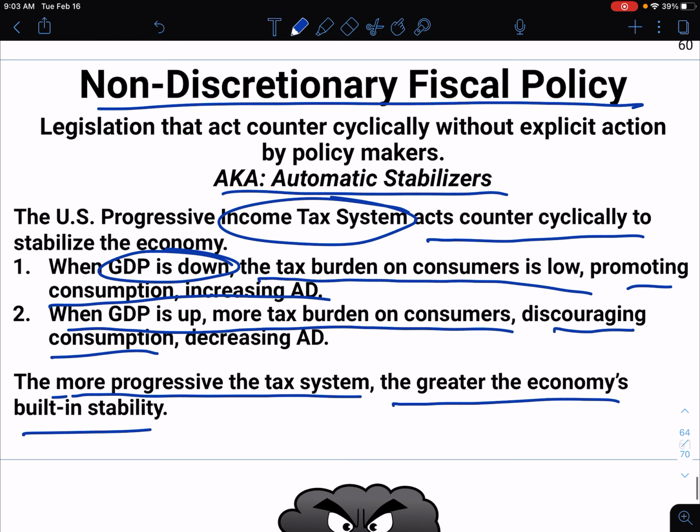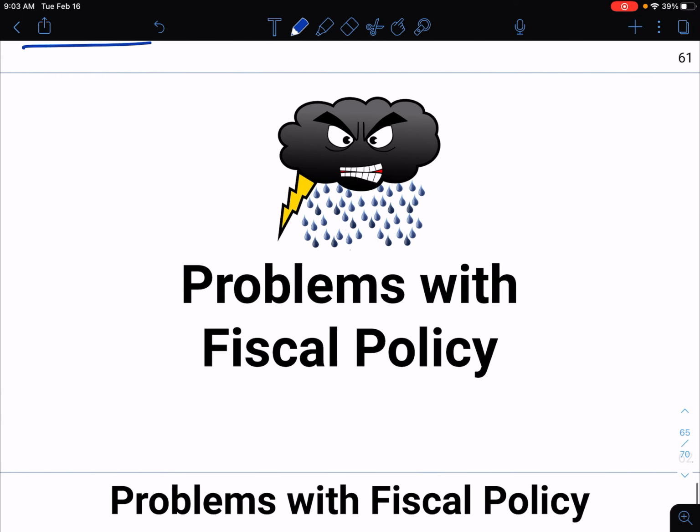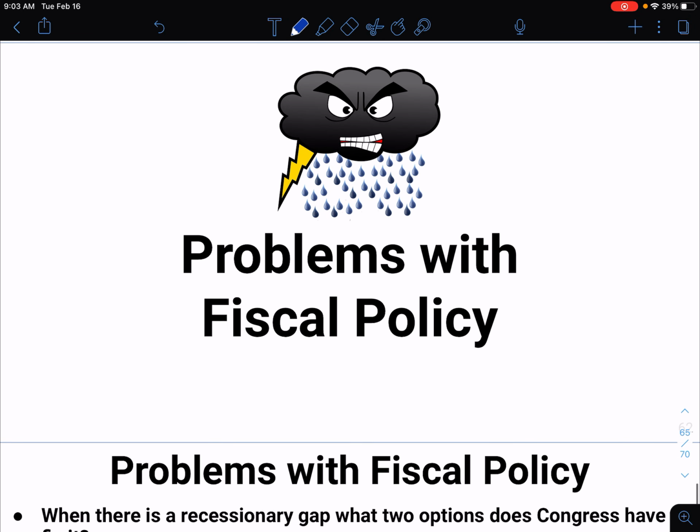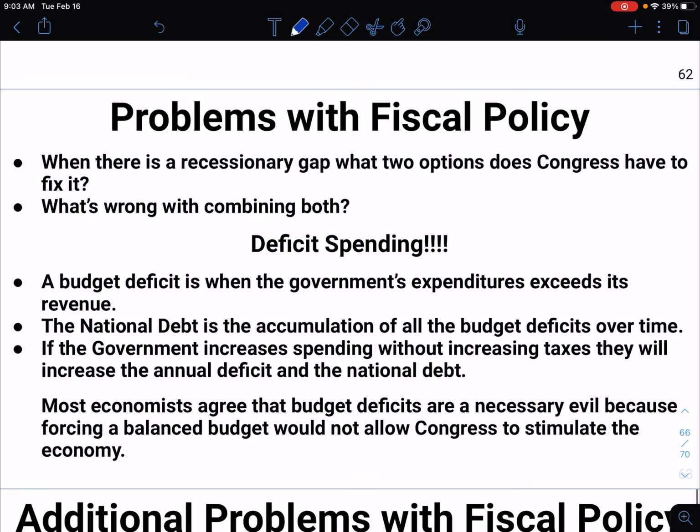And obviously, we already discussed things like welfare and other automatic stabilizers, unemployment insurance, and things like that. Now, fiscal policy sounds great, right? We've just done all this math and we've shown that we can change the economy, but there are some problems.